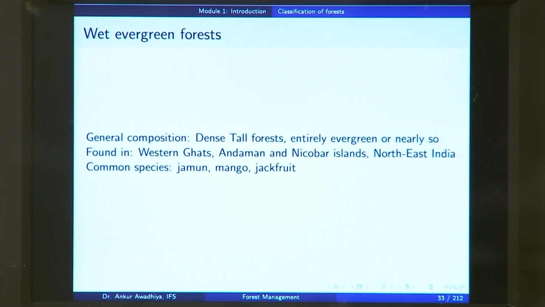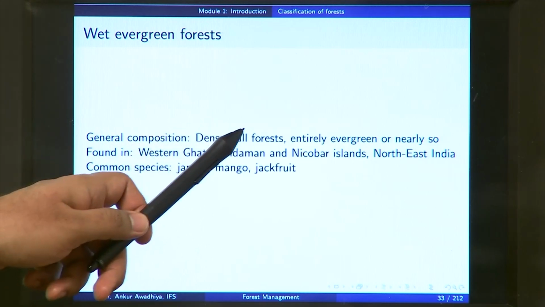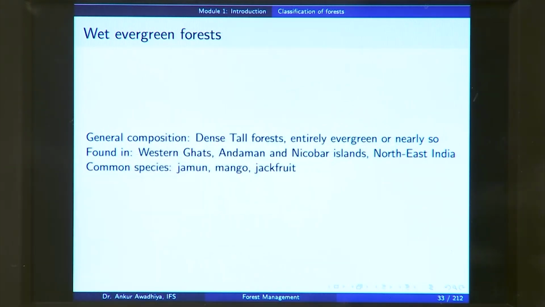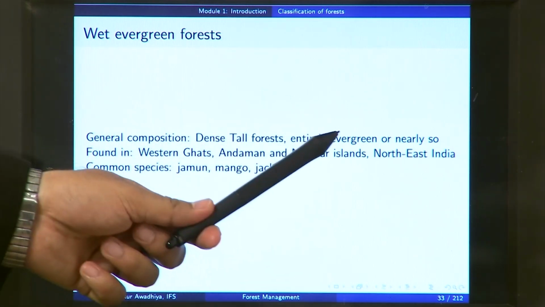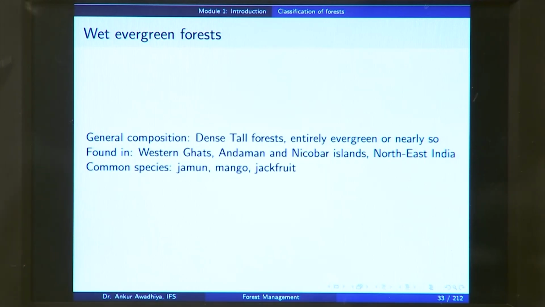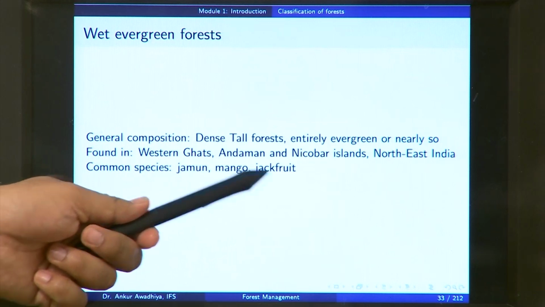The general composition comprises dense tall forests, entirely evergreen or nearly so. So, you have a very dense forest, because these are in tropical areas and have an adequate amount of sunshine and an adequate amount of water. So, you will have a profuse, dense growth, with tall trees in this area, which do not shed their leaves in any particular season. These are typically found in the Western Ghats, Andaman and Nicobar Islands, and northeastern India, and the common species include trees like jamun, mango and jackfruit.